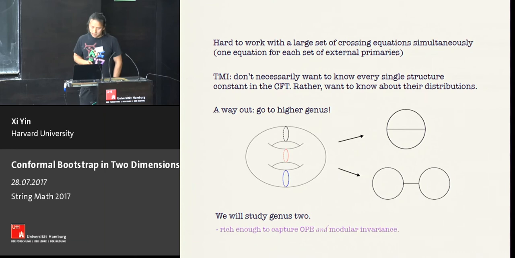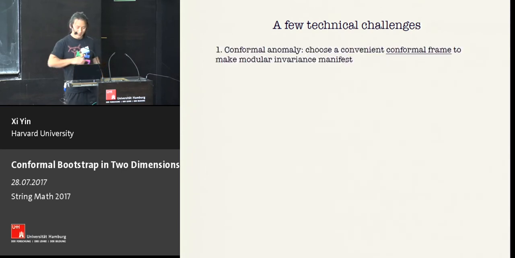Okay, that's what I said. Now, a few technical obstacles you have to get out of the way. Firstly, there's a conformal anomaly that you have to worry about. Depending on the choice of conformal frame, this partition function may not be manifestly modular invariant. You have to be careful with the conformal anomaly.